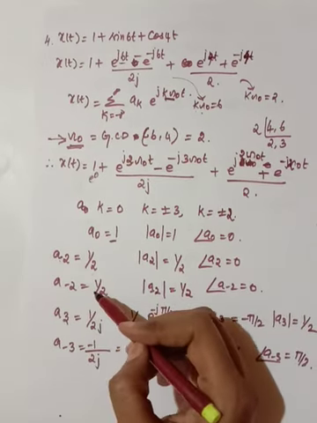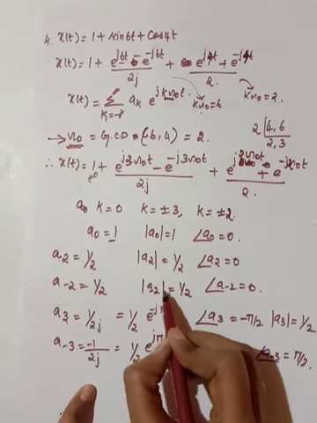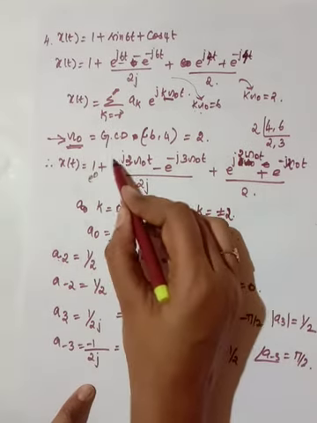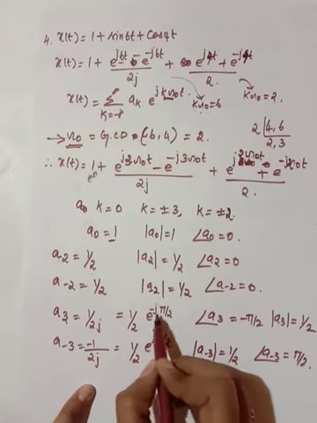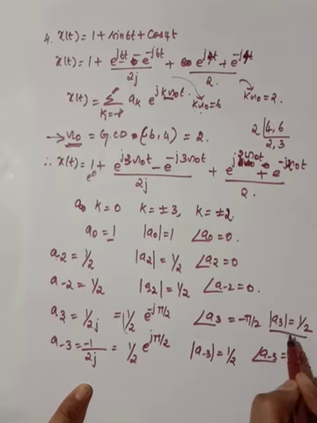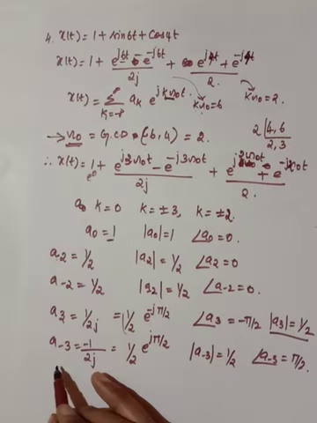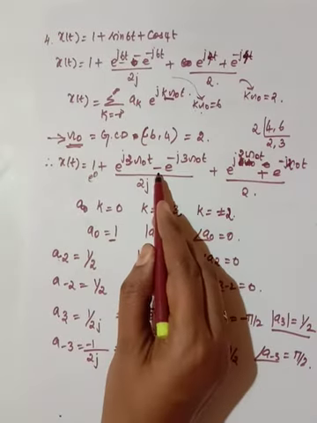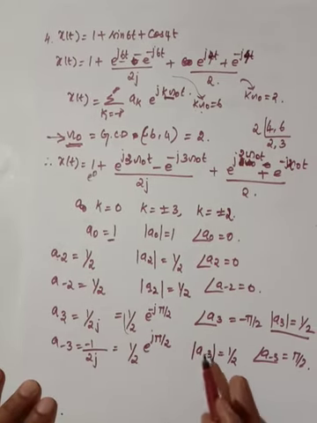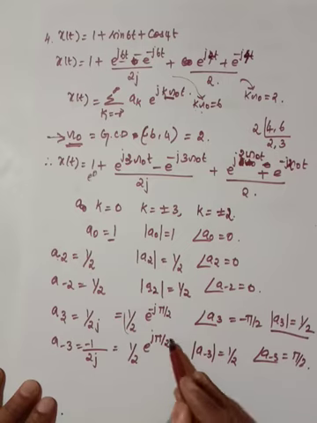Now consider a minus 2. In this, a minus 2 is also 1 by 2, the magnitude is 1 by 2, and the phase is 0. Now consider a3, it is 1 by 2j, so this can be represented as 1 by 2 e power minus j pi by 2, so the magnitude is 1 by 2 and the angle is minus pi by 2. Here a minus 3 is equal to minus 1 by 2j, which we can represent as 1 by 2 e power j pi by 2, and here the magnitude of a minus 3 is 1 by 2 and the phase is pi by 2.